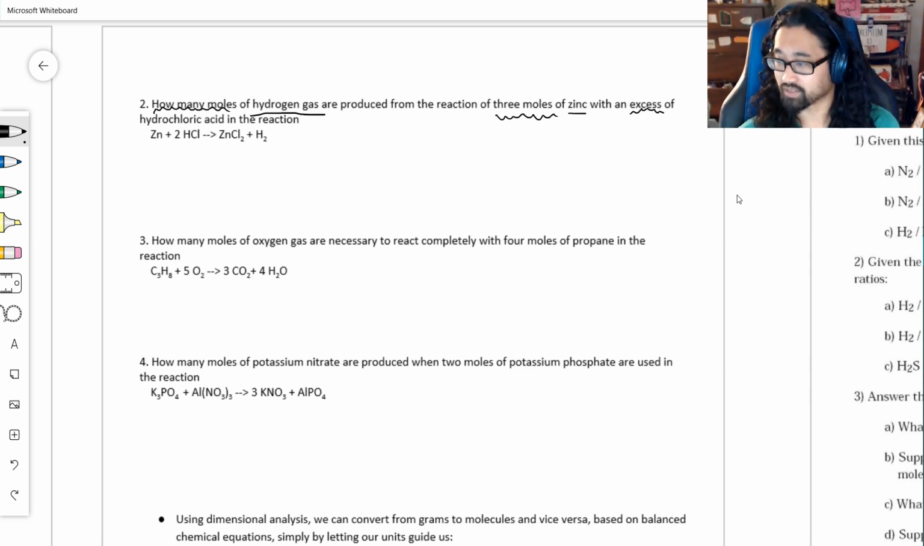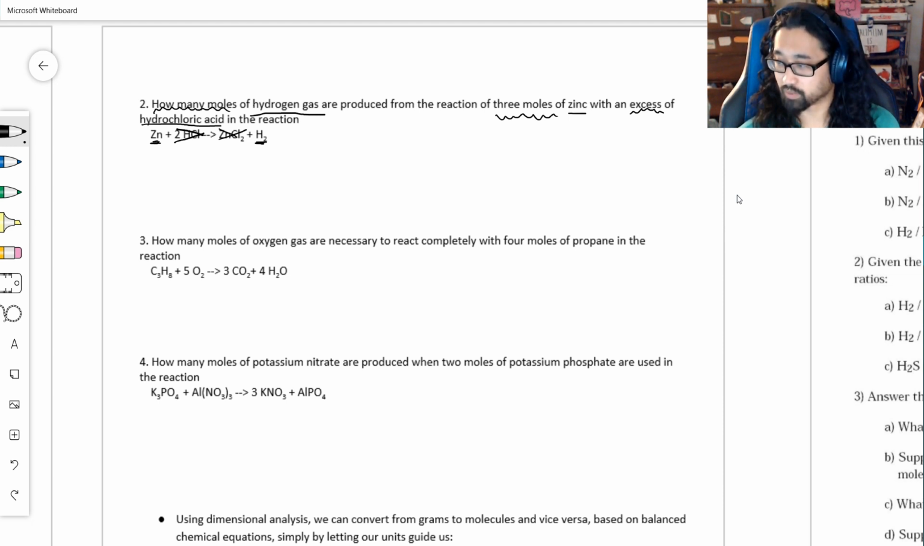So an excess of hydrochloric acid. The way that I deal with it is I know that automatically I can cross out hydrochloric acid. I can cross out HCl. That's an excess. But I need hydrogen gas, so I need to worry about this, and zinc, so I need to worry about this. This was never mentioned, which means it's unimportant to this question.